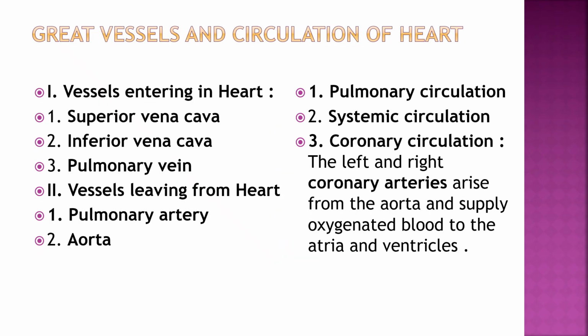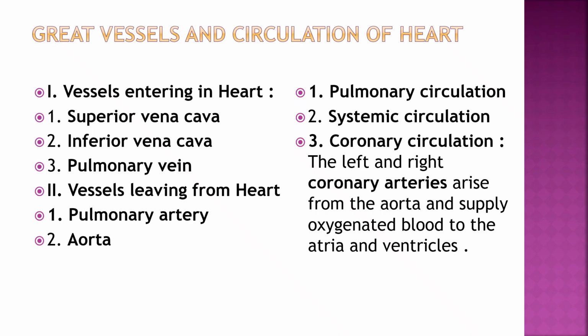Four great vessels: superior vena cava, inferior vena cava, pulmonary vein, pulmonary artery, and aorta. Total three circulations are there: pulmonary circulation, systemic circulation, coronary circulation. So pulmonary circulation, when there is the exchange of blood between lungs and heart, it is called as pulmonary circulation, and it takes place through pulmonary veins and pulmonary artery.